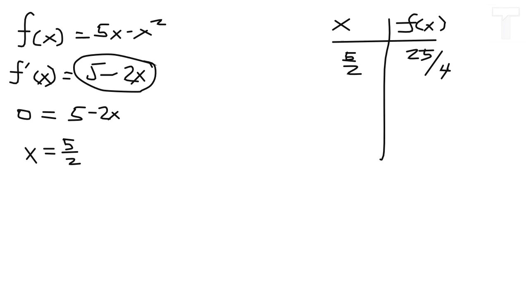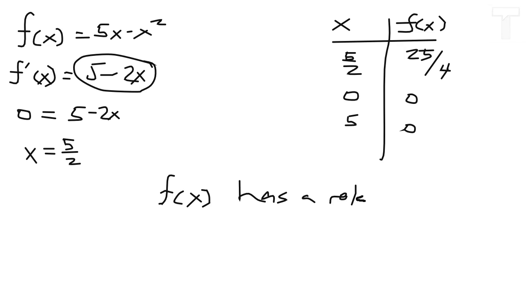So what I'm going to do, I'm just going to pick any two other values on this function. I'm going to pick 0 and 5. This works. I can pick any other 2 points because 5 halves was my only critical point. I have to make sure not to cross over critical points. When I find out the y value when x is 0, I get 0. And to find out the y value when x is 5, I also happen to get 0. So I can say that f of x has a relative maximum because 25/4 is higher up than 0 and 0.